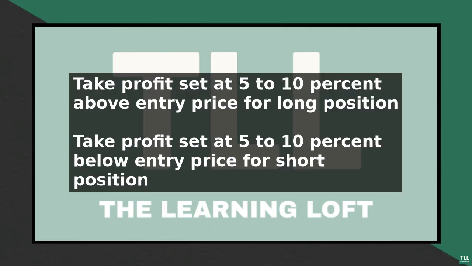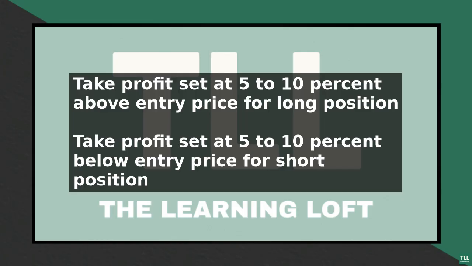To set a take profit, you need to determine the minimum amount you want to earn on a trade. A general rule of thumb is to set your take profit at a level that is 5 to 10% above your entry price for a long position, and 5 to 10% below your entry price for a short position. For example, if you buy a stock at $100, you can set your take profit at $110. This means that if the stock price rises to $110, your trade will be automatically closed, securing your profit of $10.